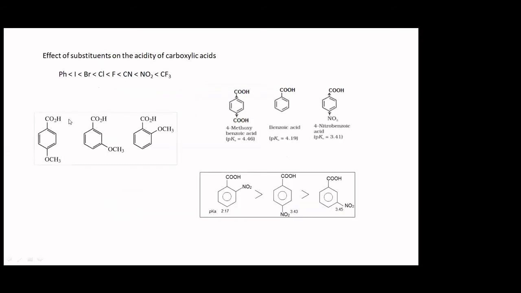Yes. Then the effect of substituents on the acidity of carboxylic acid. If electron withdrawing groups are there, then it becomes more acidic because the carboxylate ion is stabilized, isn't it? The order is this: electron withdrawing group. CF3 is the most electron withdrawing. Then comes NO2. Then comes cyanide, chloride, bromide. Okay. So which of these 3 is most acidic? This one, if I take.